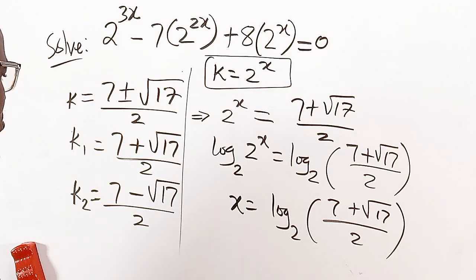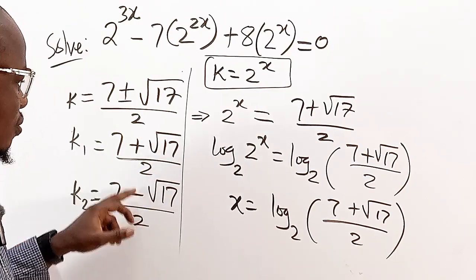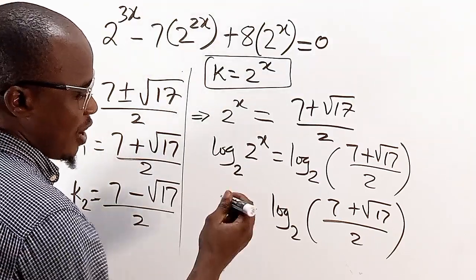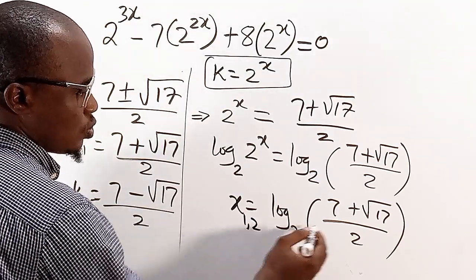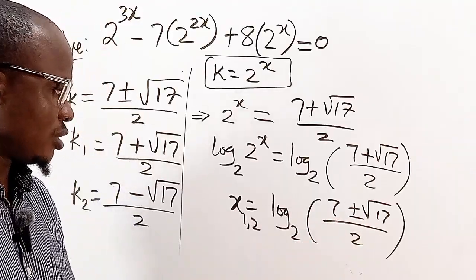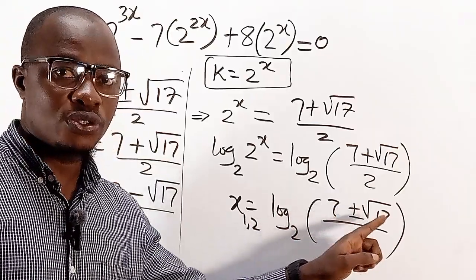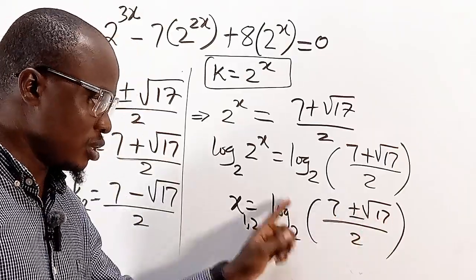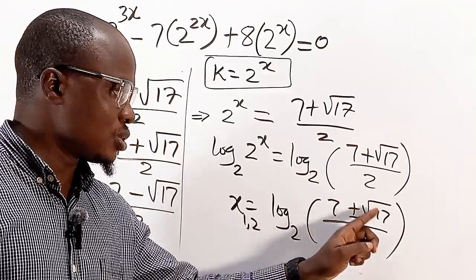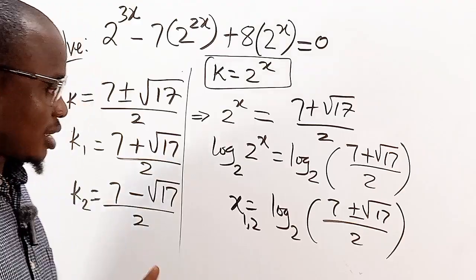Now, if you go back to this place, you can see that the only thing that is different here is negative, we have positive. So we can easily do the same thing. Therefore, we are going to have our x1 and x2 by putting negative here too. So this is telling us that our x1 is going to be log base 2 of 7 plus root 17 over 2, that is with logarithm. Then the second one will be log base 2 of 7 minus root 17 over 2. You understand? So that is how to do that.